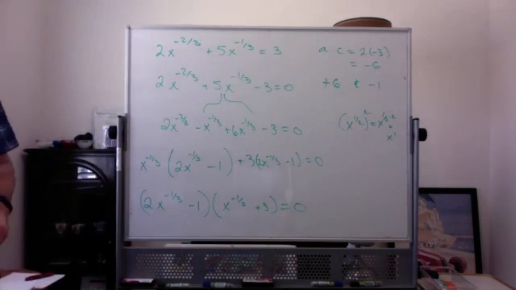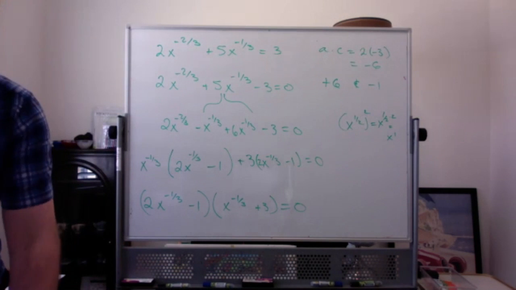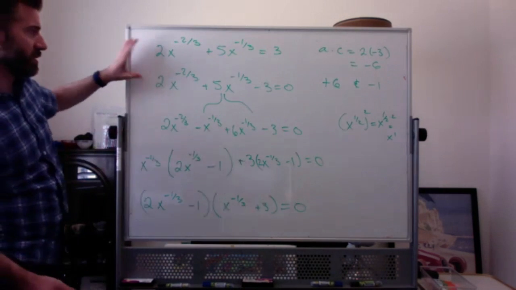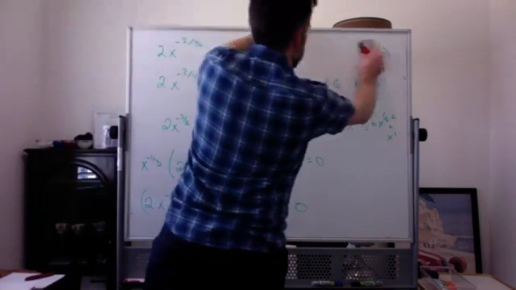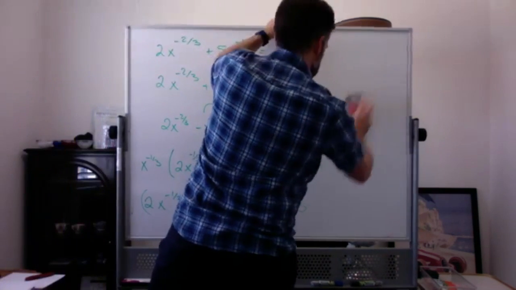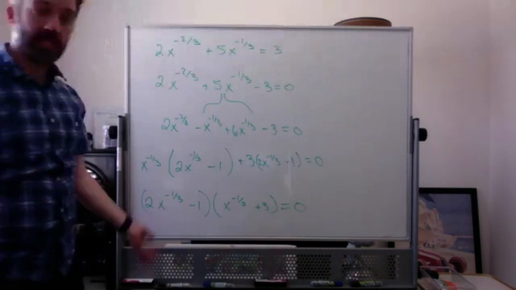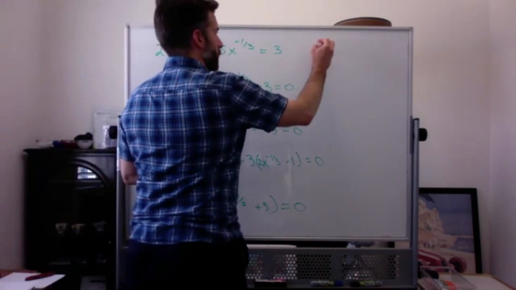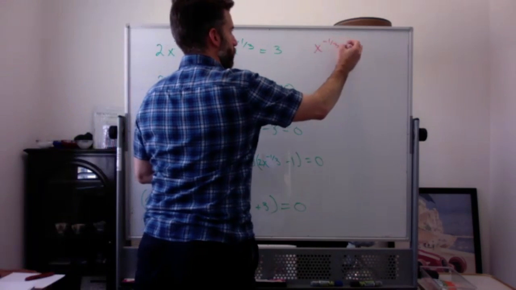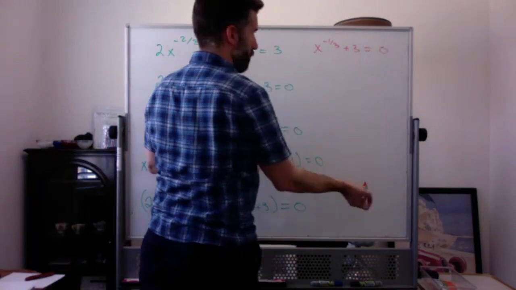Okay, and now I really want more room, but I don't want to move the side of the thing, so I'm going to erase some of this top equation. I can be over here. So we're going to set each of them equal to 0. Let's do this one first. I set x to the minus 1/3 plus 3 equal to 0.